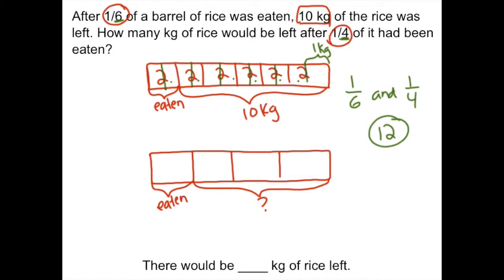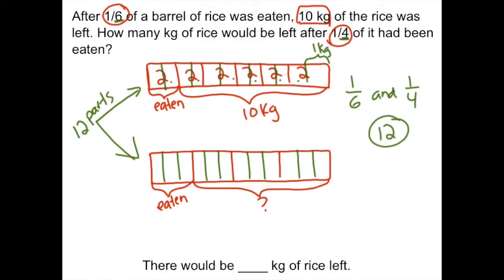And that's going to help me a lot when I go to my second bar here. Now I want to illustrate this bar in twelfths. It's currently split up into 4. So that means that I need to split each one of these sections into 3 parts. And I'm doing this so that I end up with 12 parts. I now have 12 parts in each bar. I can now compare them.